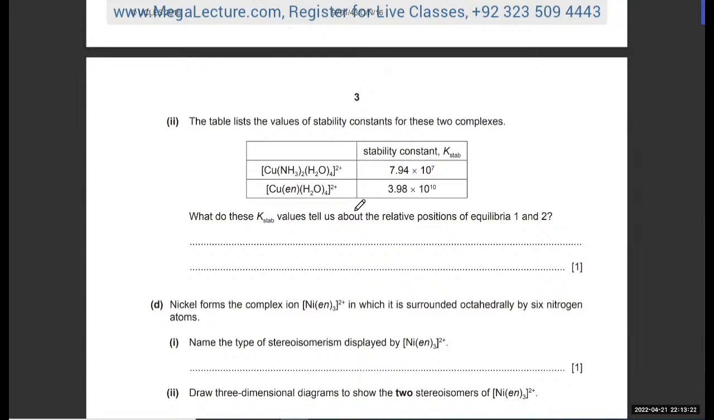What do these K stability values tell us about the relative position of equilibrium? When you have a higher value of K stability, where is the equilibrium shifted, forward or backwards? Forward. So this is higher, so relative position, this is shifted to the right, or relatively speaking, shifted more to the right compared to the first one.